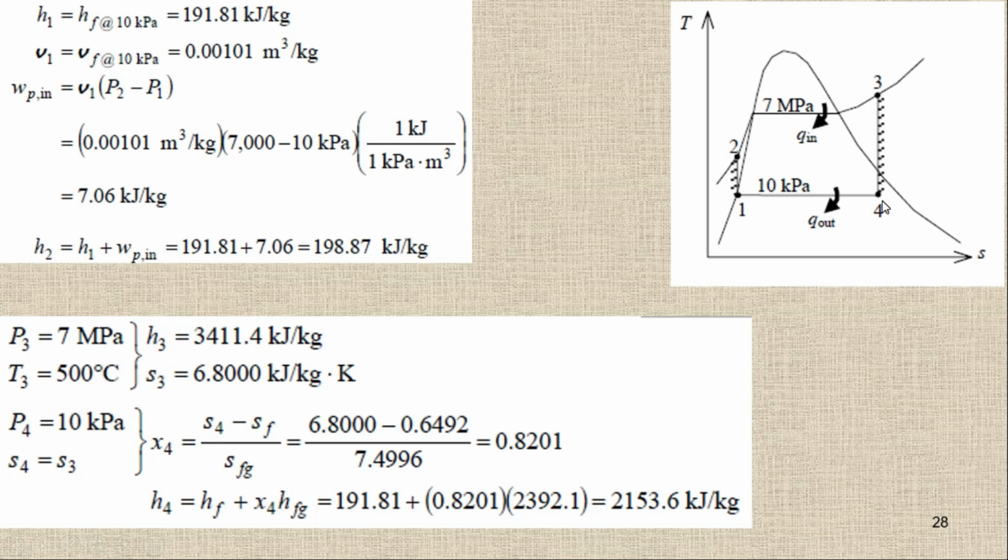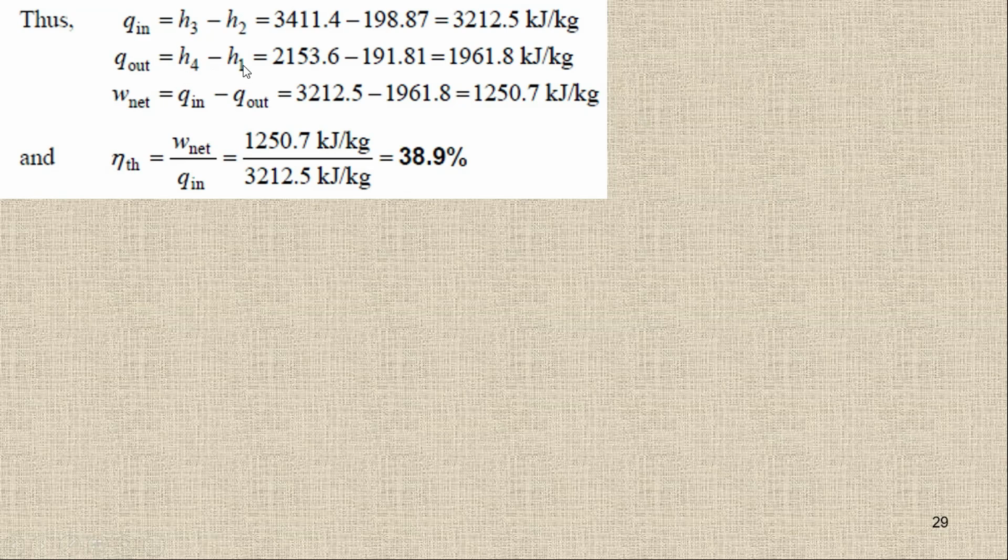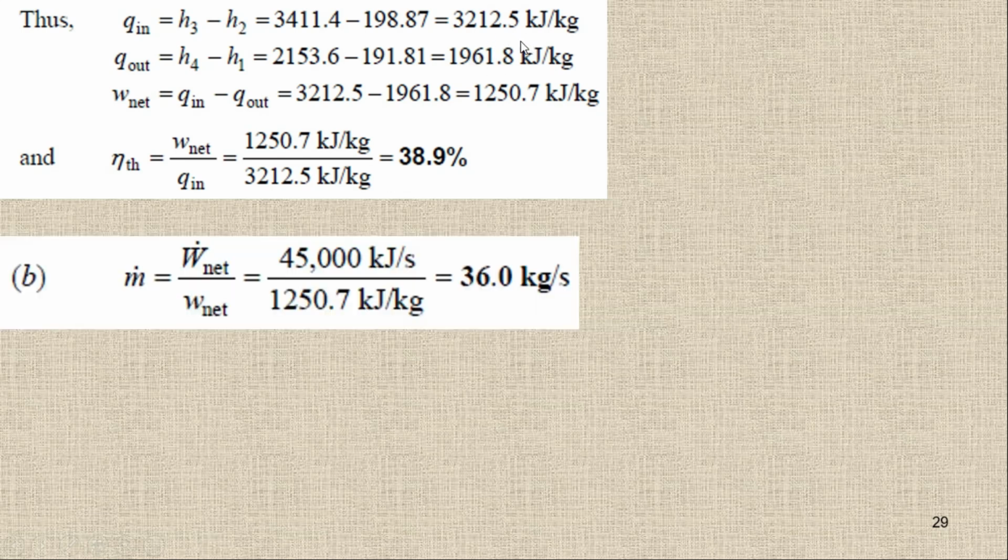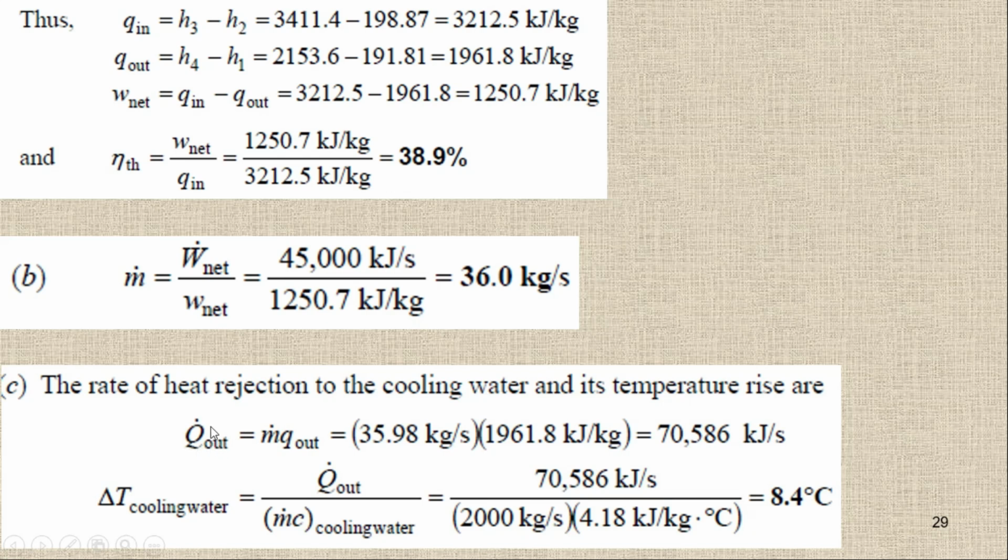So the heat out is simply H4 minus H1. As we already calculated, the Q out is H4 minus H1. This is the amount of heat rejected from the condenser, and the same amount is gained by the cooling water. So we have Q out, and it will be m times Q out. This is per kilogram, so this is the total one, in kilojoule per second. So this is the Q out from the condenser.